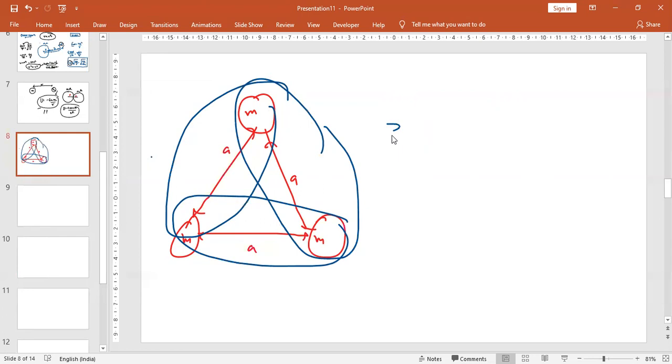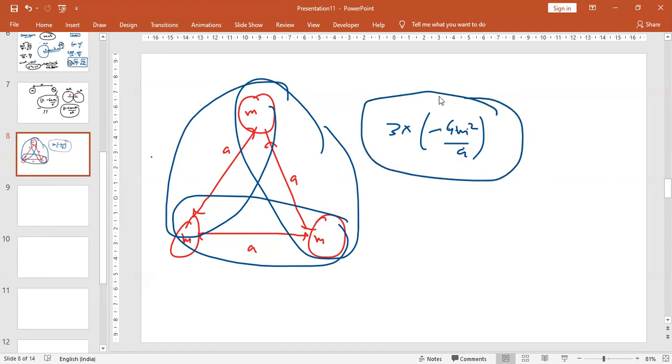So it will be 3 into minus G m square upon a. If you look carefully, between any two masses, the potential energy will be this only, minus G m square upon a. And there will be three pairs. So this will be the total potential energy stored in the system. Any doubt in this, then you can ask me now.